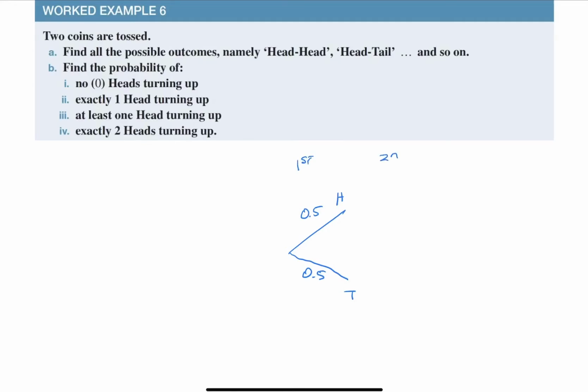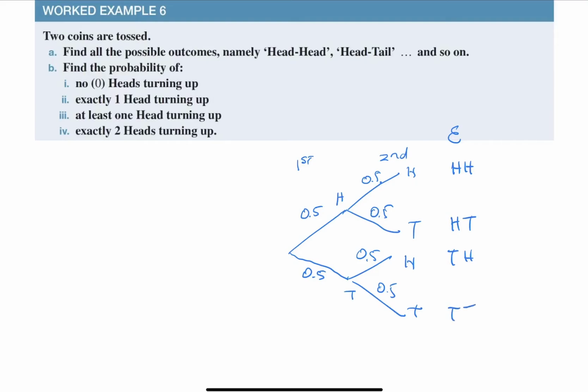For my second one, it's going to be then either heads or tails. So either heads or tails, heads or tails. Again, this is 0.5, 0.5, 0.5, and 0.5. So my sample space will be, and I'm just working back, head, head. So it will be a head and a head, a head and a tail, a tail and a head, and a tail and a tail. So that will be the different outcomes.